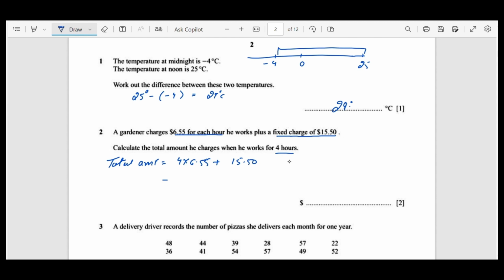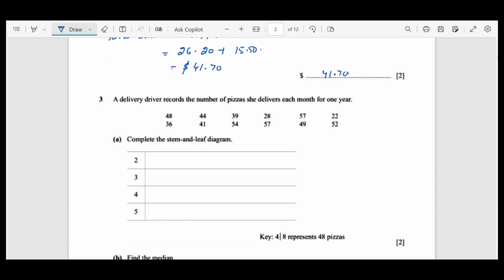So this will be equal to 26.20 plus 15.50, which is equal to 41.70. So our answer is in dollars, $41.70.